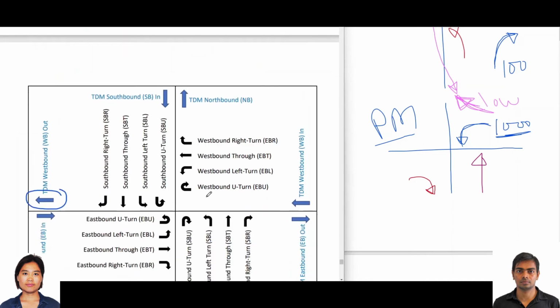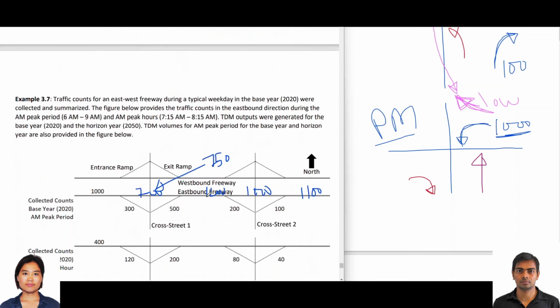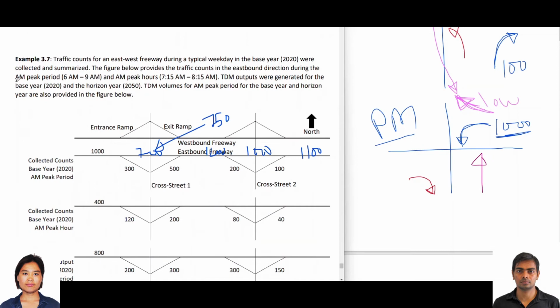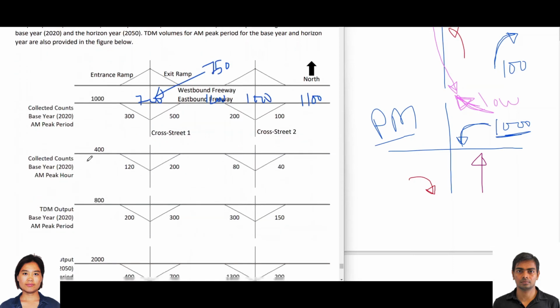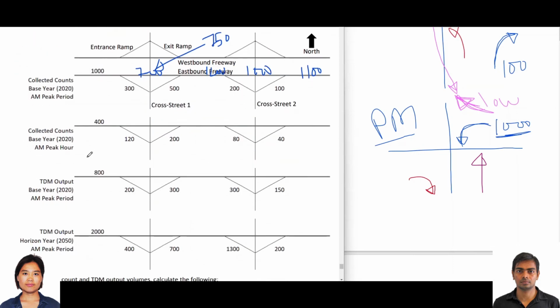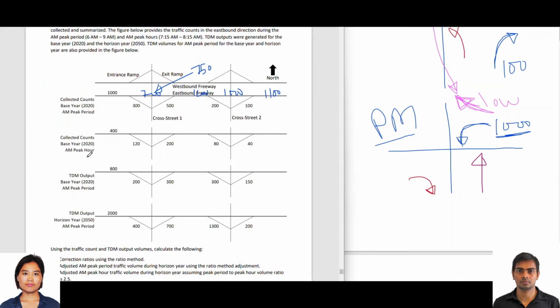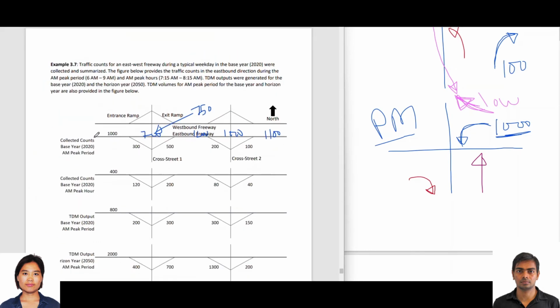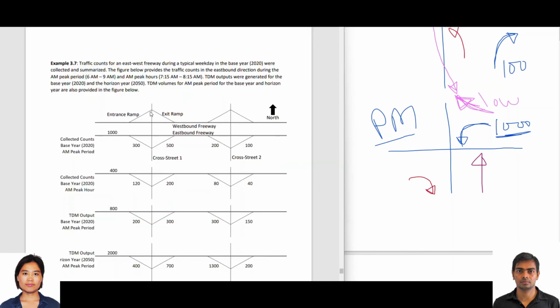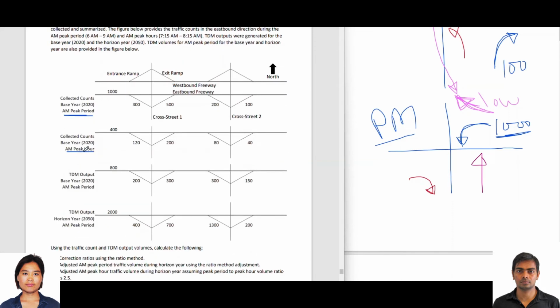So let's look at one of the examples I have here. In the example, we have this freeway with existing counts. So these are the existing peak period counts. Then we have the existing base year peak hour counts.